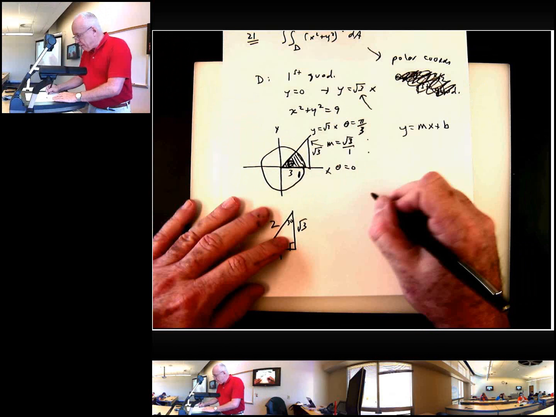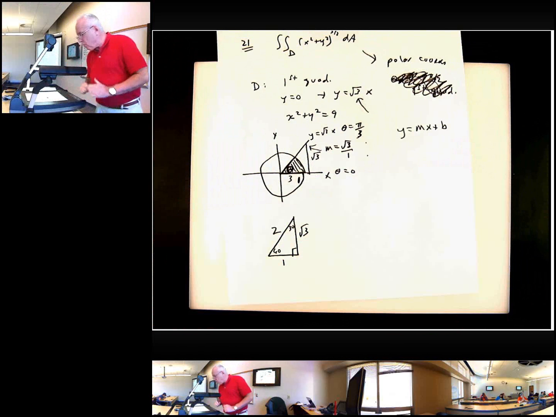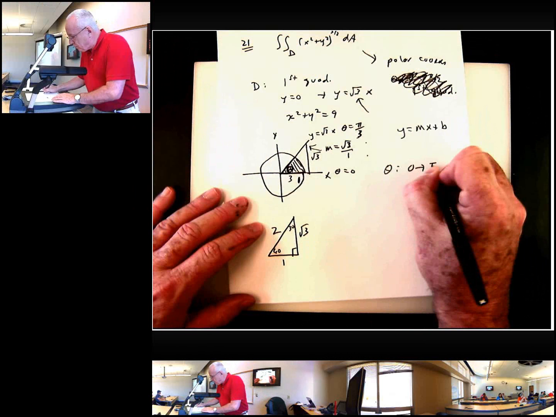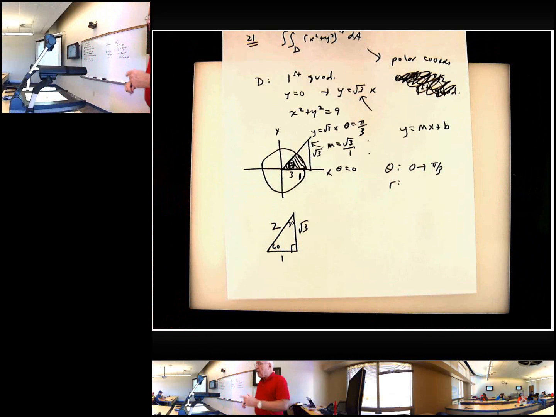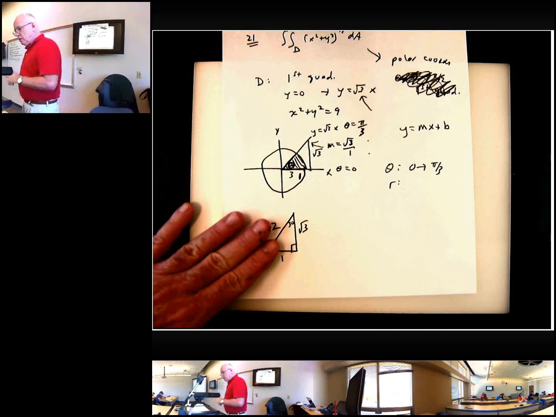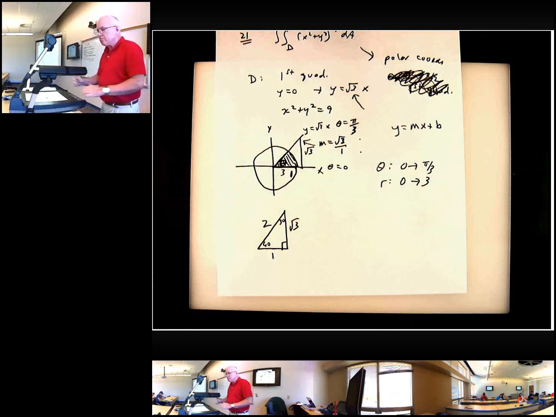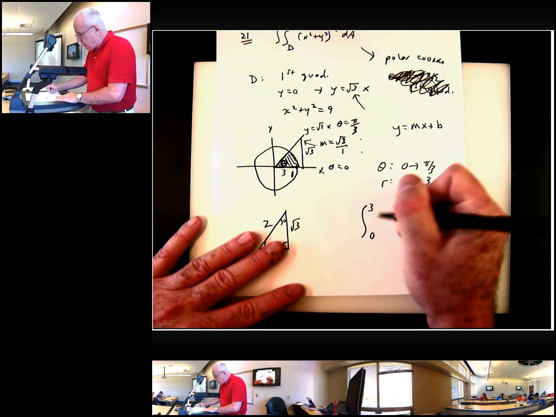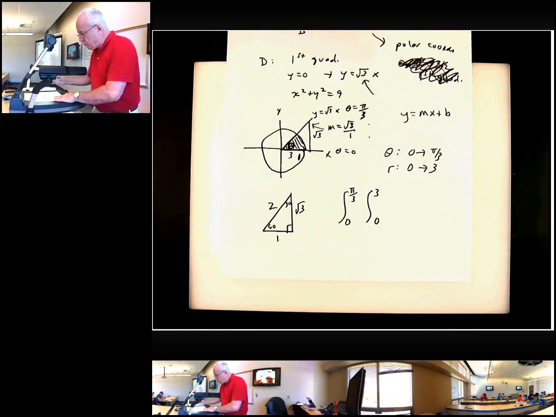So what we have here then is what? What's our limit going to be for r? So theta is going to go from 0 to pi over 3. What about r? It's trapped within that circle. 0 to 3, right? Okay. So we said, let's do r first, 0 to 3. Theta is going to go on the outside from 0 to pi over 3.